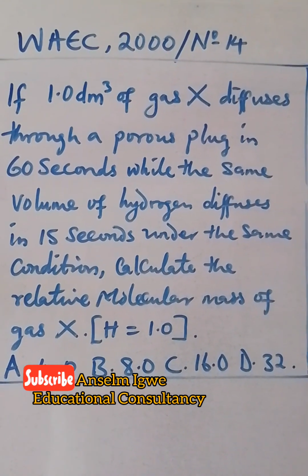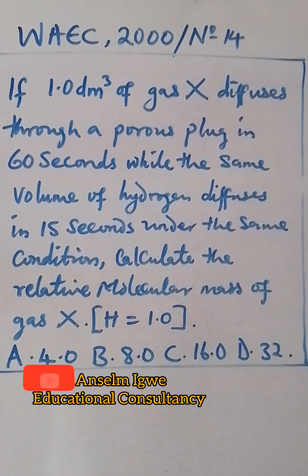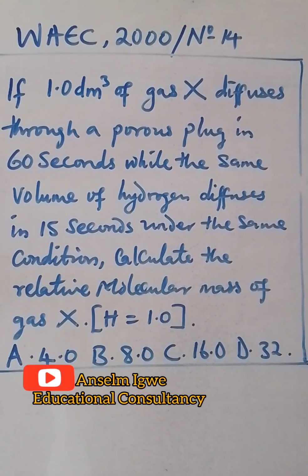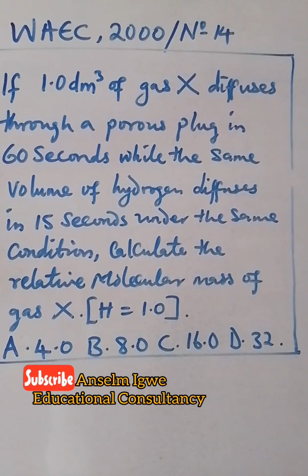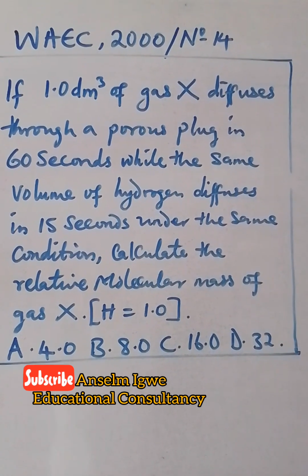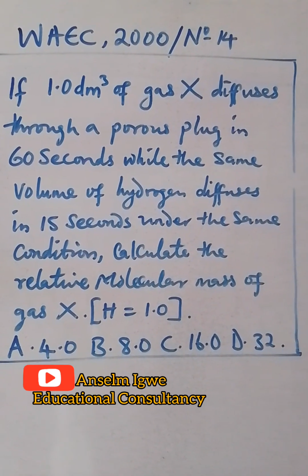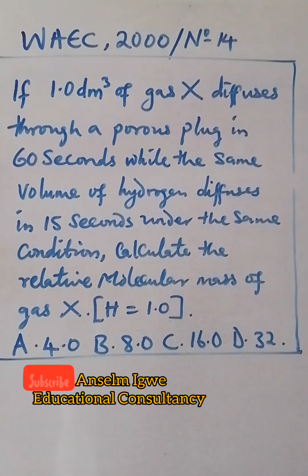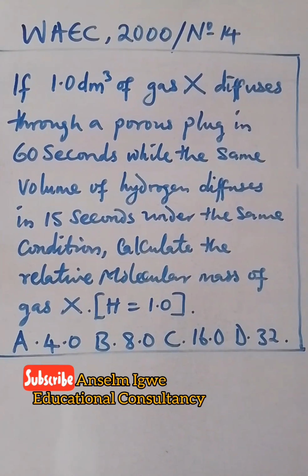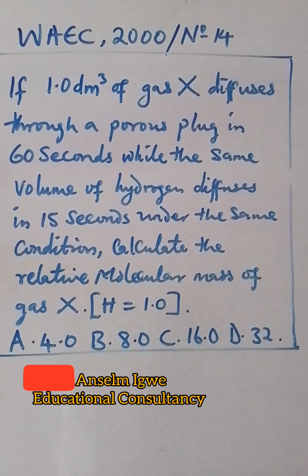WAEC 2000 number 14 objective. If 1.0 dm cube of gas X diffuses through a porous plug in 60 seconds, while the same volume of hydrogen diffuses in 15 seconds under the same condition, calculate the relative molecular mass of gas X. The atomic mass of hydrogen was given: A 4, B 8, C 16, D 32.